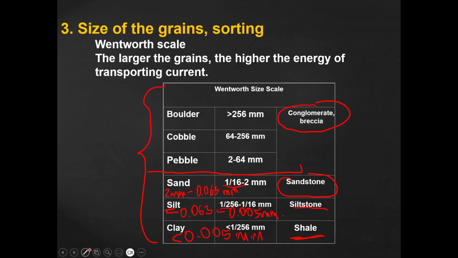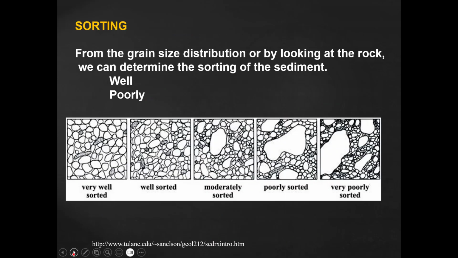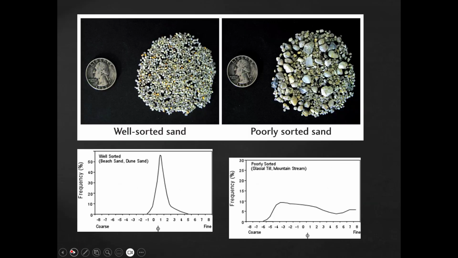So this is the size, and then the sorting. Depending on what kind of environment the sediment is settling down in, it will have different grain size. So it could go all the way from very well sorted, which means every single grain is exactly the same size, to very poorly sorted, which means that you have every kind of grain size present at the same time.